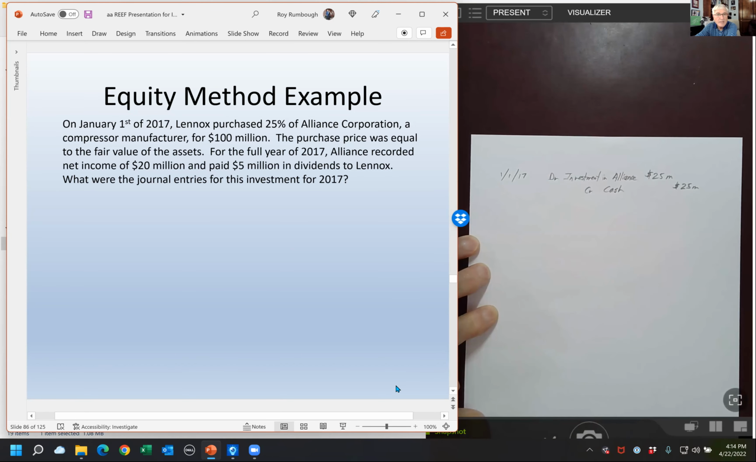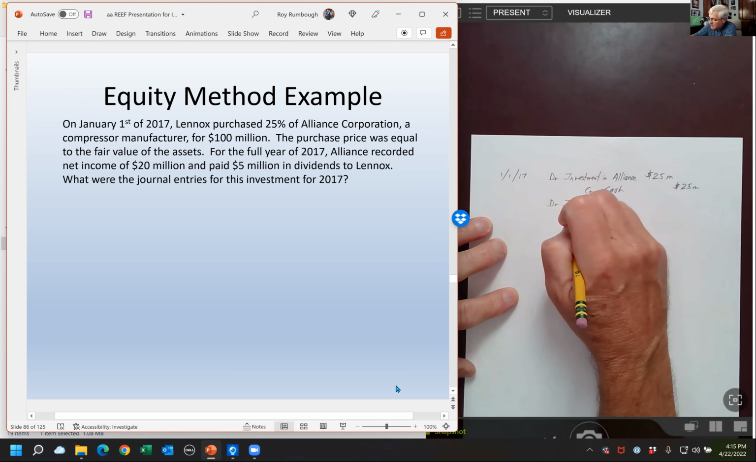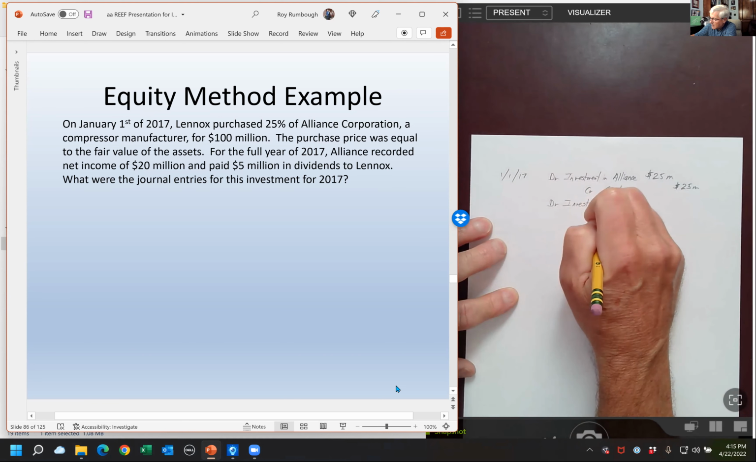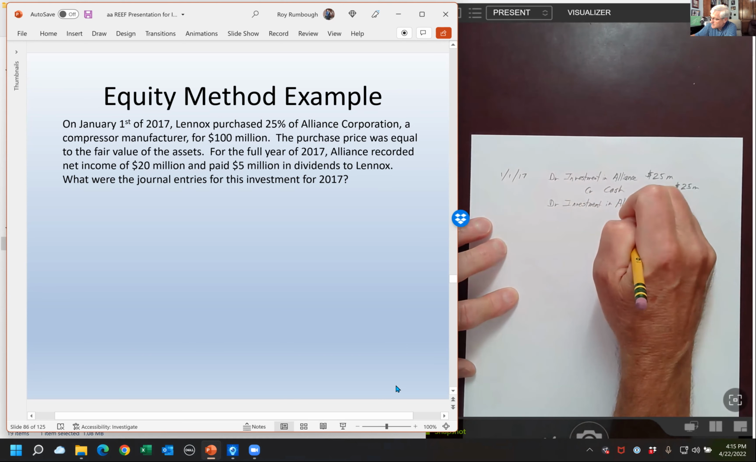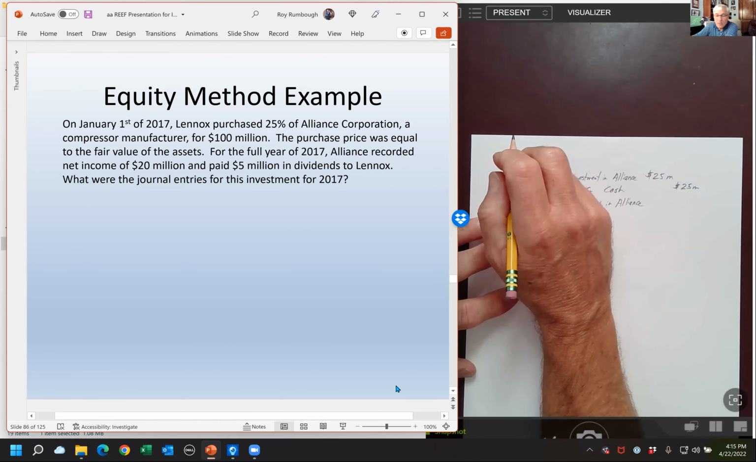All right. For the full year of 2017, Alliance recorded net income of 20 million and paid 5 million in dividends. Okay, well, we get to record our percent of that net income, if you remember correctly. So they had net income of 20 million. We, through our significant influence, helped do that. So we're going to take credit for 25% of that. So 25% of 20 million is 5 million. So we're going to debit our investment and increase our investment in Alliance for 5 million.